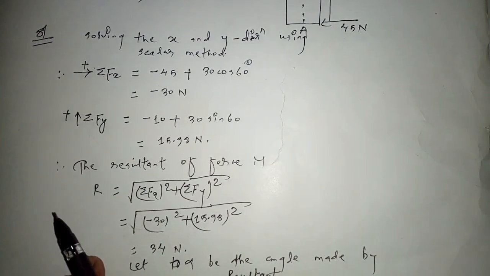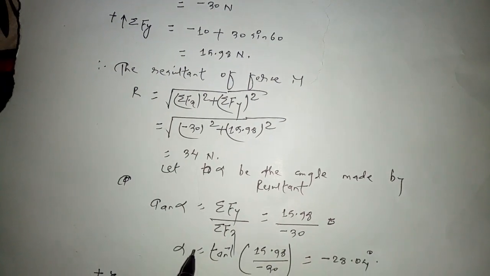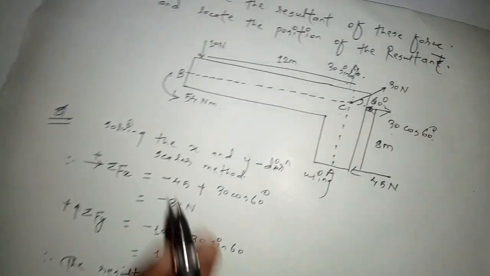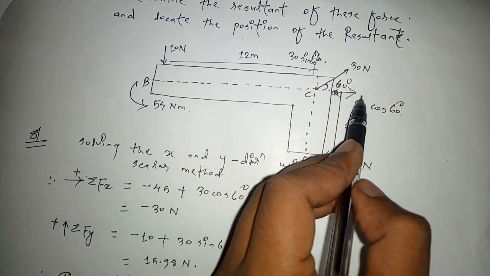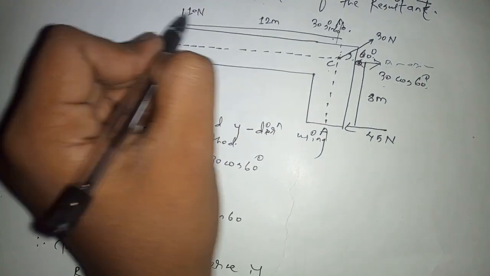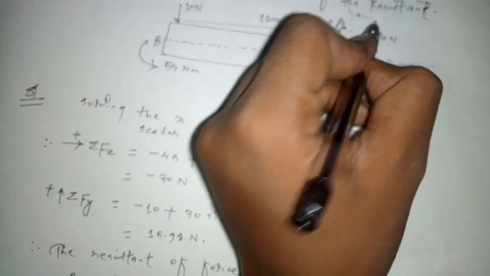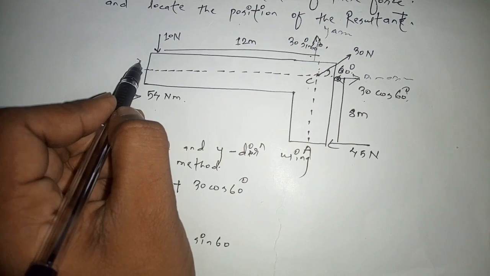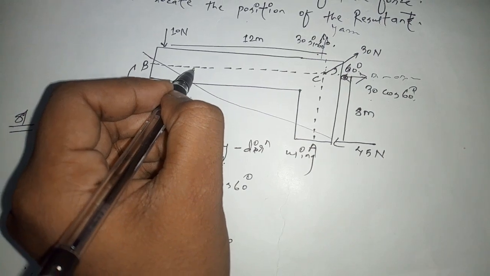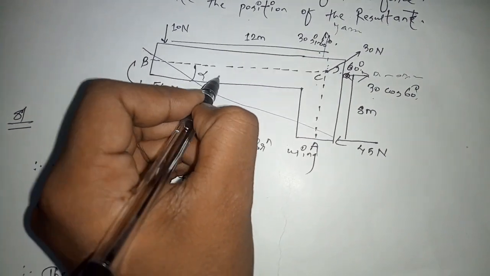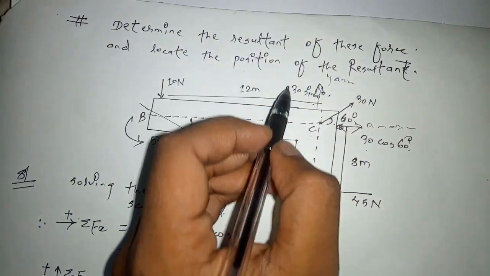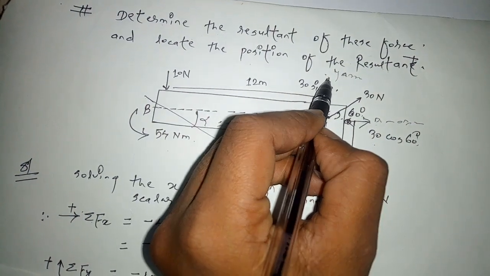Guys, look, one thing is that here for the resultant, we also have to draw the figure of the resultant which is acting. Here the resultant is acting at minus 28.04 degree. Look here guys, this is the x-axis and this will be the y-axis. Therefore, we have to draw one resultant. This resultant is making the angle alpha, which is equal to minus 28.04 degree.